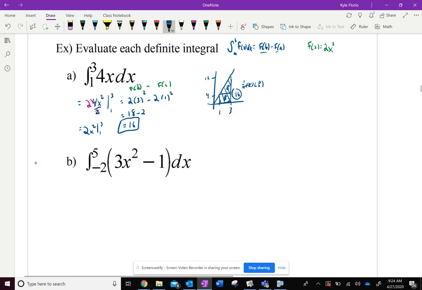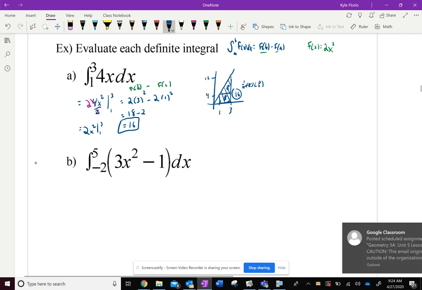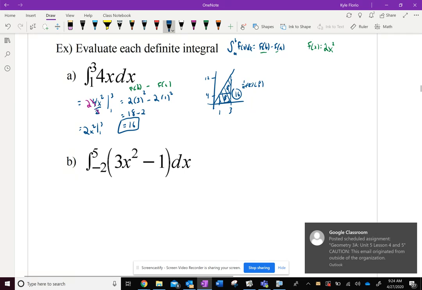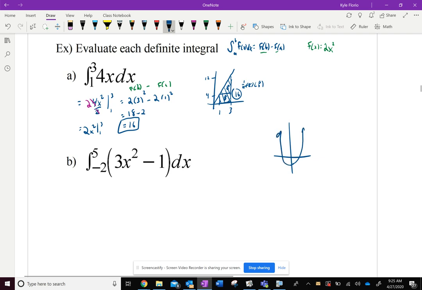Now, maybe using the geometry formula is easier in that case, but if you look at part B, the graph of 3x squared minus 1, that graph is going to be something like that. And if I want to find the area between -2, wherever -2 is, and 5, this becomes a challenging problem, because there's this area here, but then this area down here is negative, and this area up here is positive, and there's going to be some canceling out stuff. So this is a trickier problem, and that's why the fundamental theorem of calculus is going to be a little more helpful. So again, the antiderivative of 3x squared minus 1.